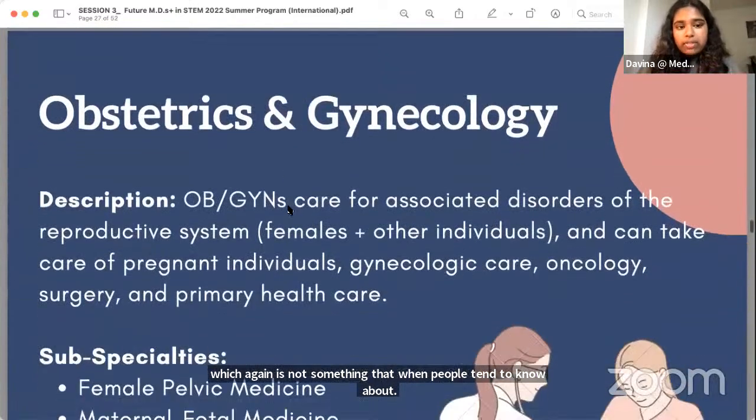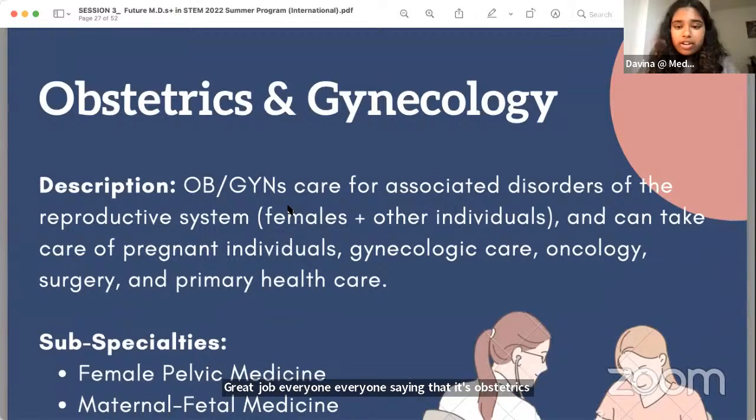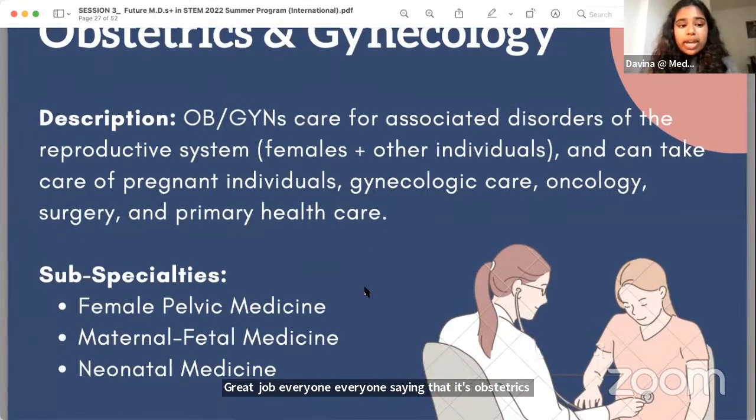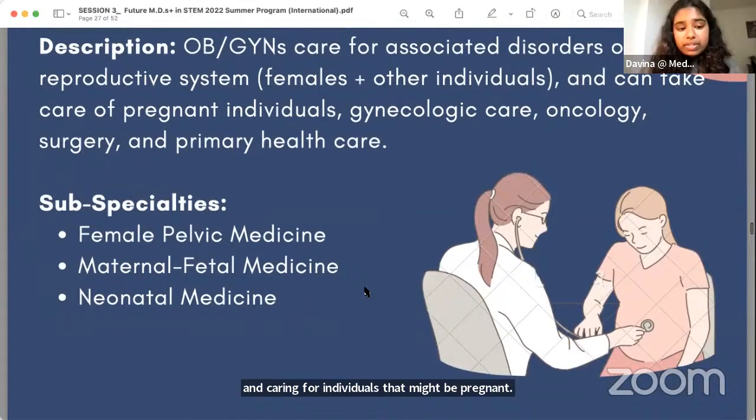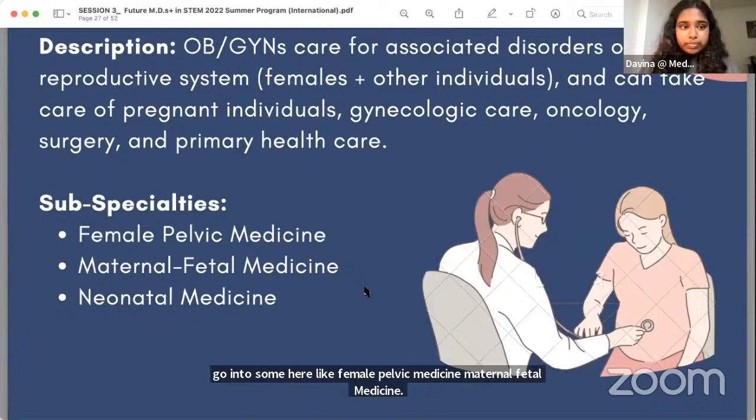So great job, everyone. Everyone's saying that it's obstetrics and gynecology. You're all correct. They're treating and caring for individuals that might be pregnant, need gynecologic care, oncology care, primary health care. And there are a couple of different subspecialties that you can go into from here, like female pelvic medicine, maternal fetal medicine, neonatal medicine, etc.